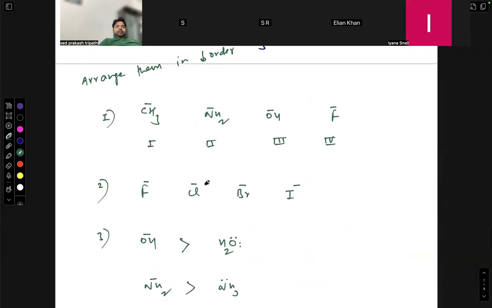Okay. Try them, the very first one. What is the correct order of nucleophilicity? My first question: is this related to electronegativity or size? Electronegativity means period, size means group.